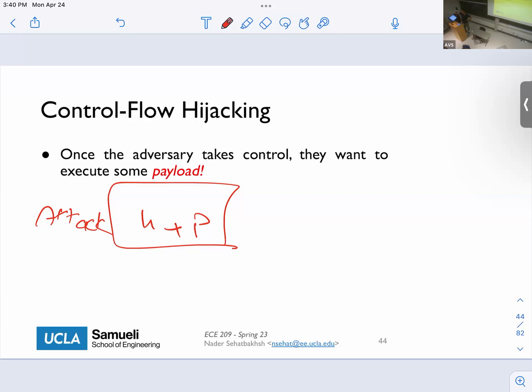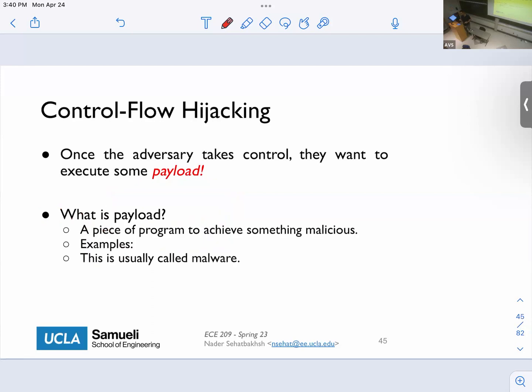Remember, we want to talk about fileless attacks, where you don't necessarily have the payload downloaded into your system. You can actually create your own payload as well. I'm going to talk about that too. But generally, I'm hijacking the control flow. Now I can do whatever I want. Now I'm going to run some payload to attack this system. So what is the payload? Usually the definition is a piece of program that achieves something malicious. We usually call this a malware.